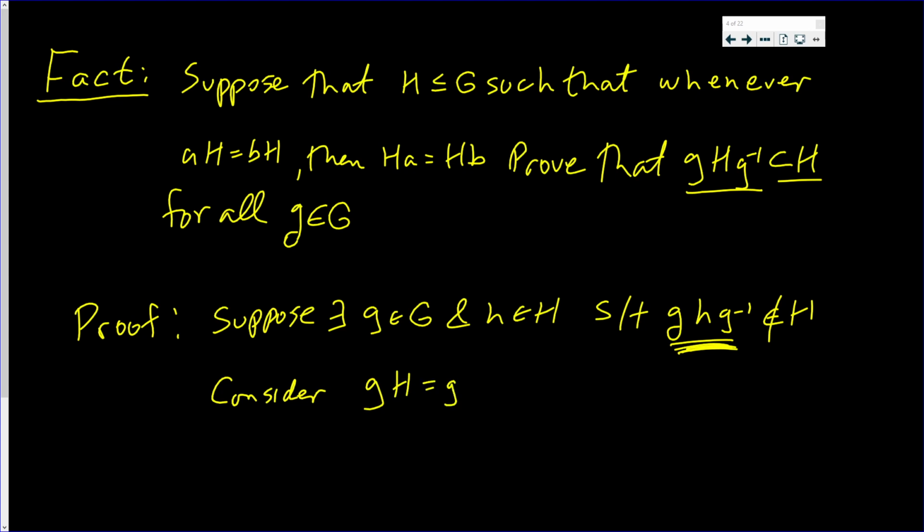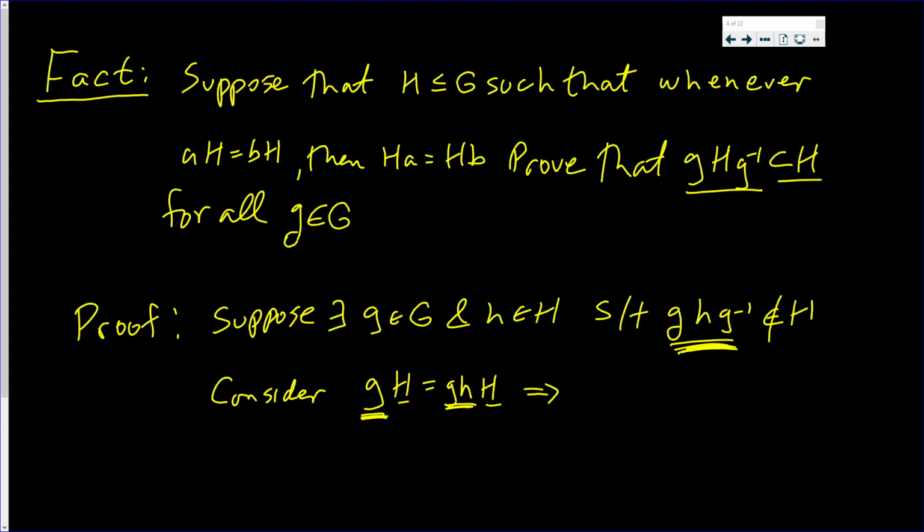gH equals g times an element of H times H. Okay, this is just H. But now I'm going to think of this slightly differently. I'm going to think of this being the element that I'm multiplying by capital H. g composed with h is one element, and I'm going to be multiplying that by H.